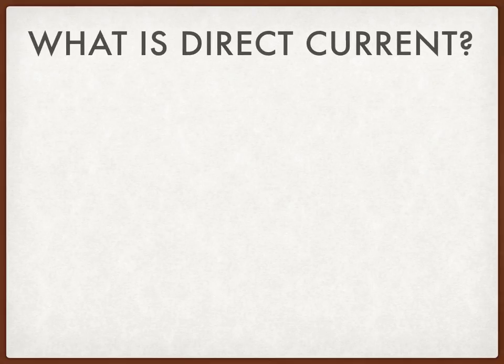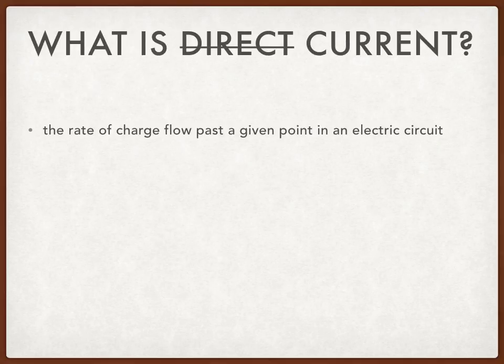What is direct current? Well, before we can understand what direct current is, maybe it would be better if we just understood what regular current is. Let's look up a definition for current and see what we find. Current is the rate of change flow past a given point in an electric circuit. Now, like me, you may be slightly confused by what that means, so let's try to find a different definition.